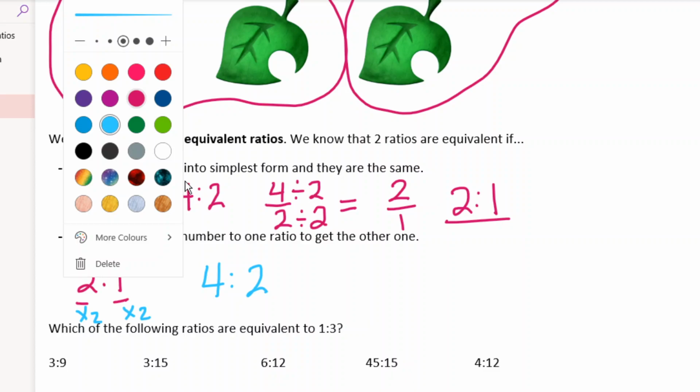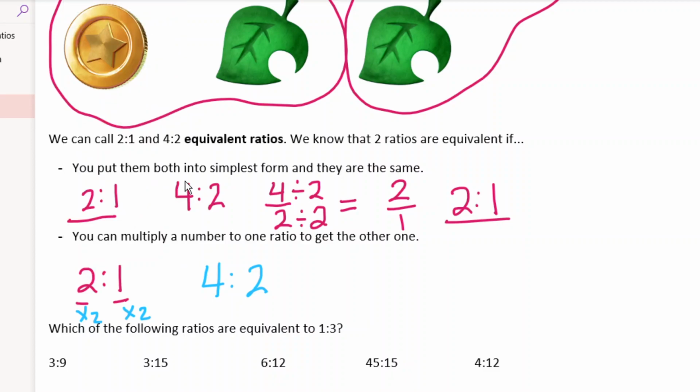Now, for every ratio, there are an infinite amount of other ratios that are equivalent to it, right? We times 2-to-1 by 2, but we could also times it by 3 to get 6-to-3. We could times it by 4 to get 8-to-4, sorry. And so all these ratios are equivalent to each other.